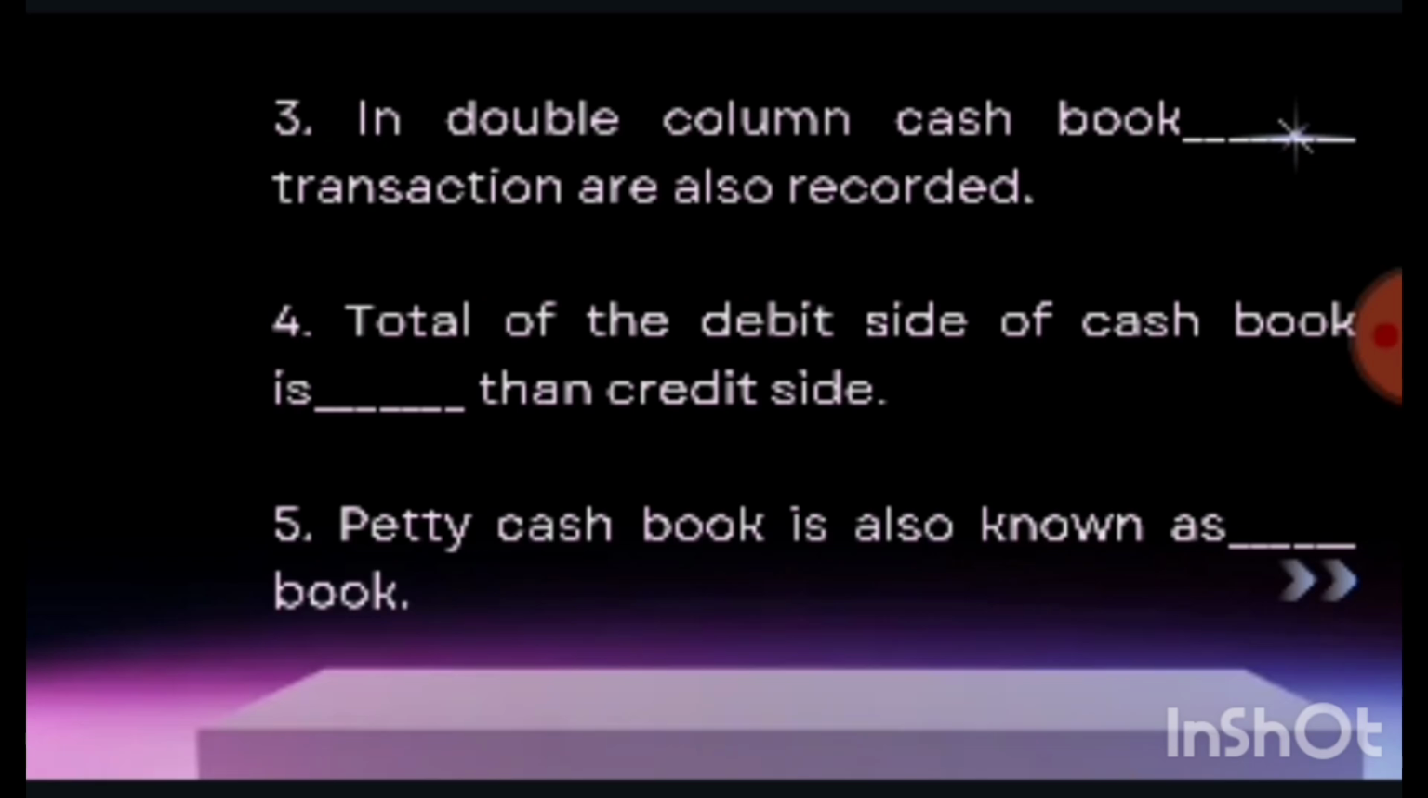In double column cash book, dash transactions are also recorded. In double column cash book, bank transactions are also recorded. Total of debit side of cash book is dash than credit side. Total of debit side of cash book is more than credit side. Petty cash book is also known as dash book. Petty cash book is also known as a subsidiary book.